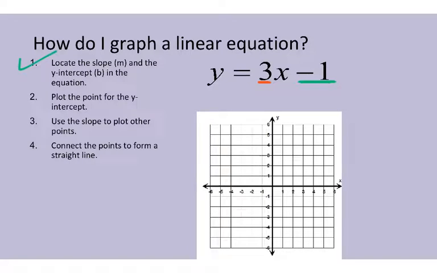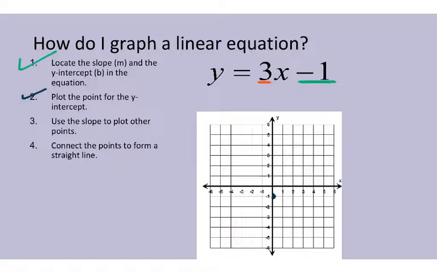The first thing I want to do is plot the point of my y-intercept. So my y-intercept is -1, so I go to my y-axis and I plot the point (0, -1). That's my y-intercept, and that's my starting point. Now I'm going to use the slope to plot other points.